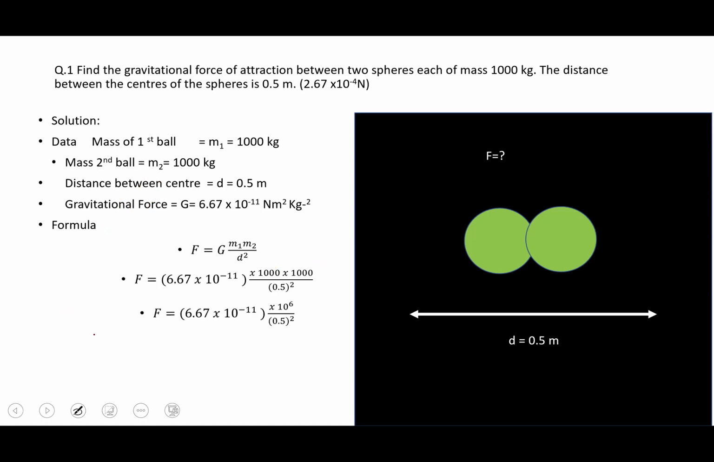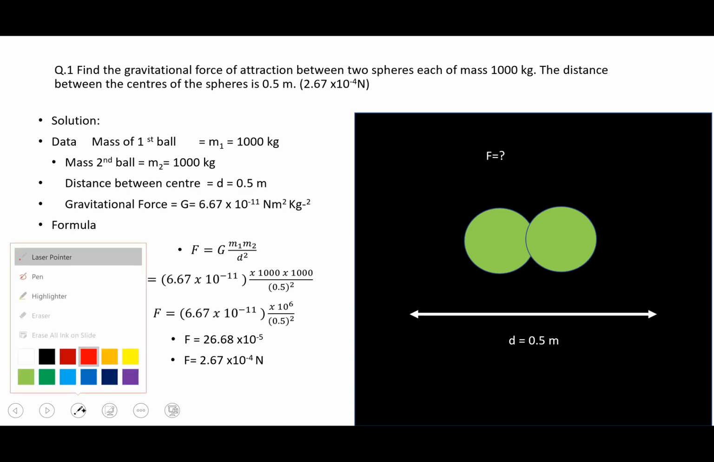So it is 6.67 into 10 to the power minus 11 into 10 to the power 6 divided by 0.5 whole squared. When we put that in the calculator, we get 26.68 into 10 to the power minus 5. When we solve it, this decimal point goes to the next place, and we write this in scientific form as 2.67 into 10 to the power minus 4, because 1 was added onto one side.